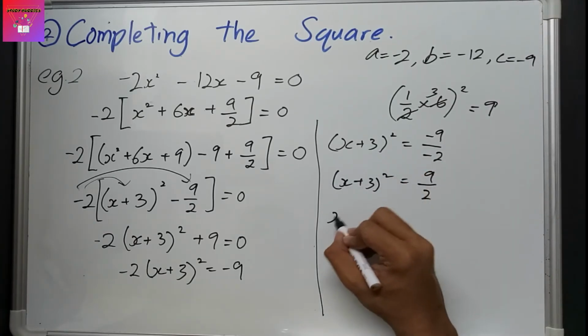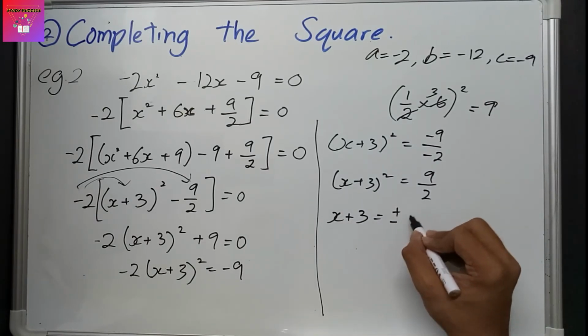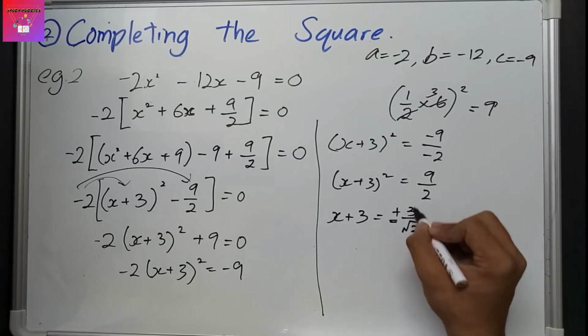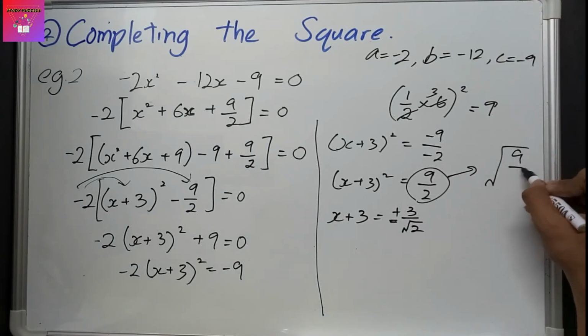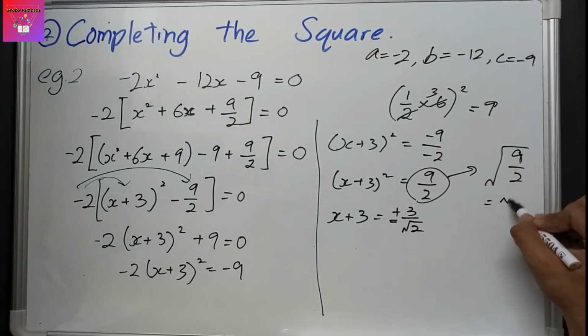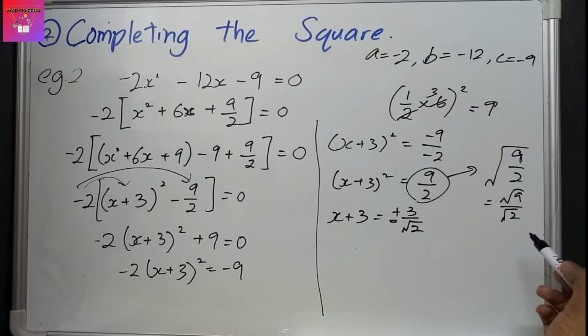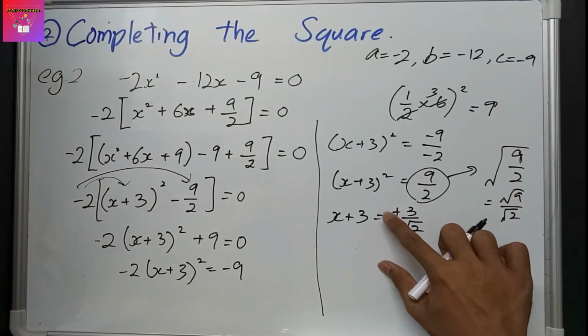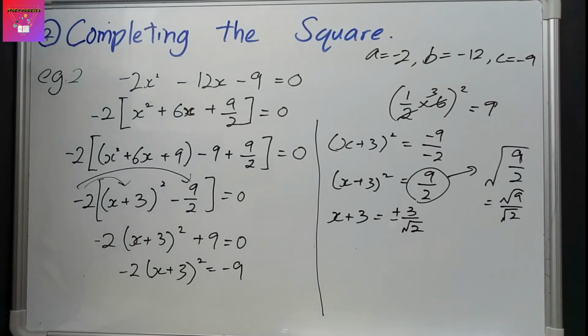Bring the square there, it's going to be x plus 3 equals to plus minus 3 over square root 2. So you may wonder why it's 3 over square root 2, because let's say if I square root this whole thing, it's going to be square root 9 over square root 2. So square root 9 can become 3, but square root 2, since it's an irrational number, it's going to remain as square root 2. So therefore plus minus 3 over square root 2.